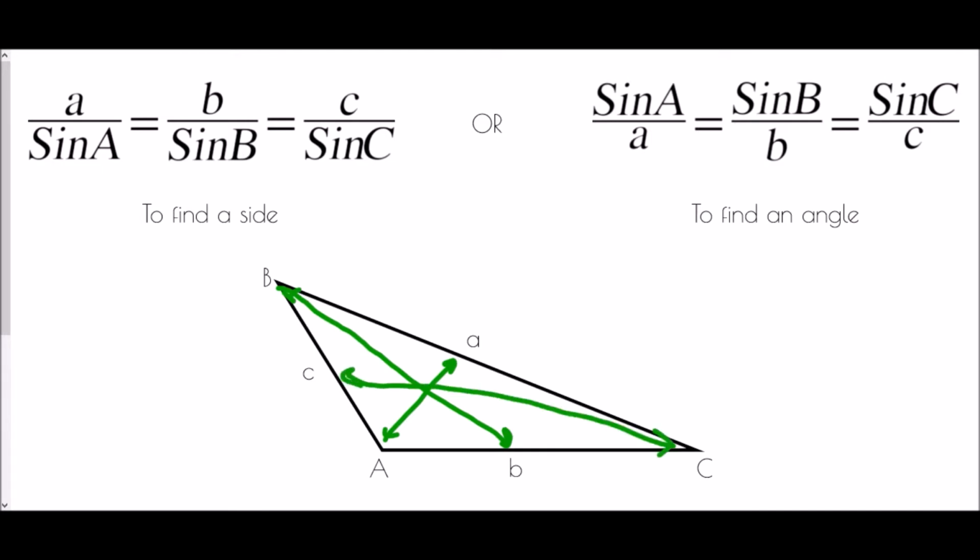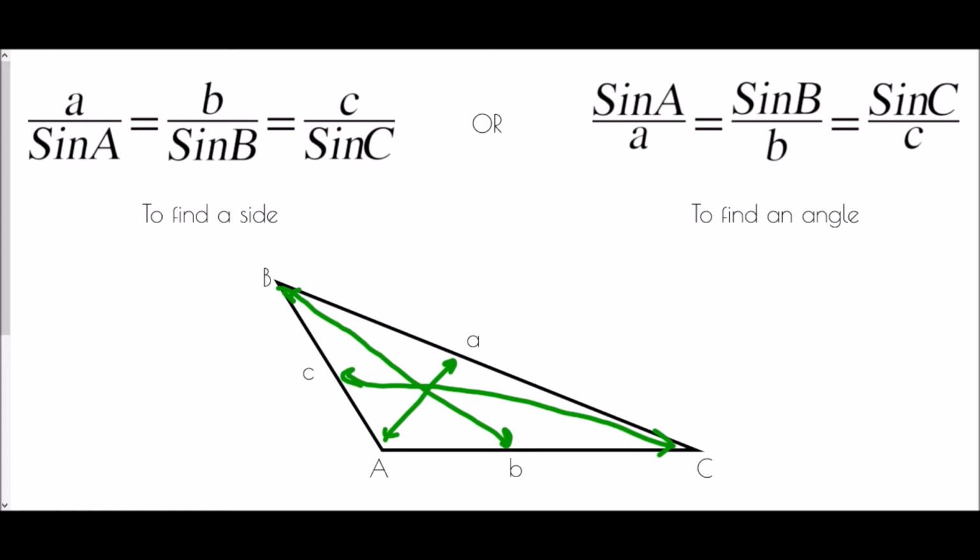Now we have the formula which says a over sine A equals b over sine B equals c over sine C. We don't actually require all three parts for the formula. We only ever use two of them at a time, but it's just so that we can relate a ratio to each other. So the two values should be equal to each other when we work with it.